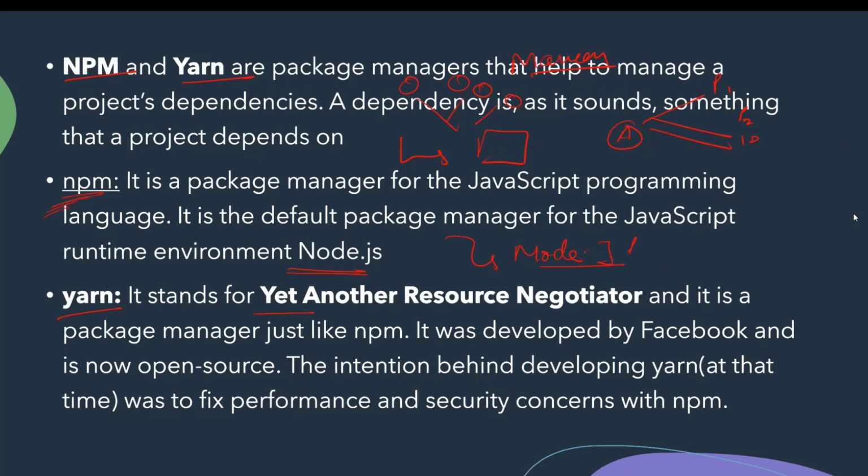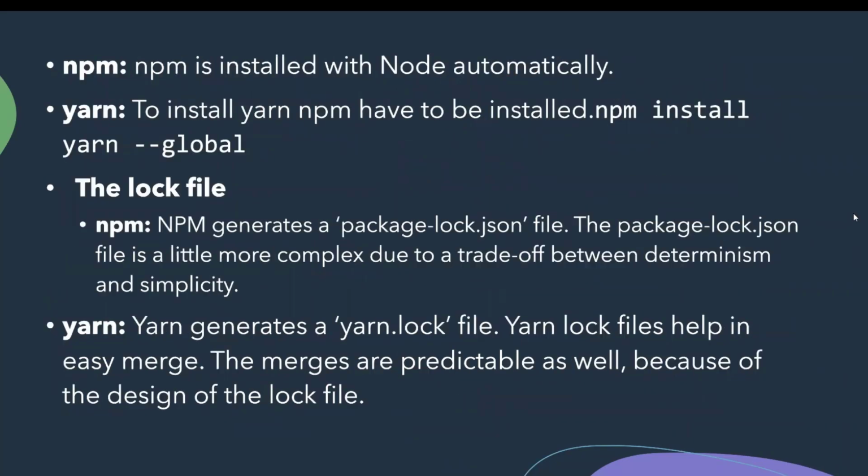The intention behind developing Yarn at that time was to fix the performance and security issues. Initially npm was quite slow to load and it was not cached, so those kinds of problems. With that in mind, Facebook introduced Yarn. npm is installed with Node.js automatically, as we have already learned. The command for installing is npm install, and for Yarn, this is the one.